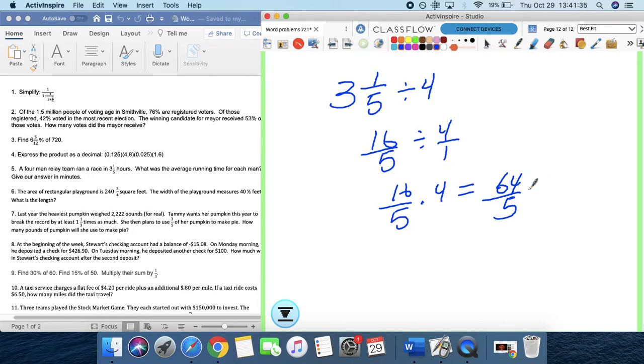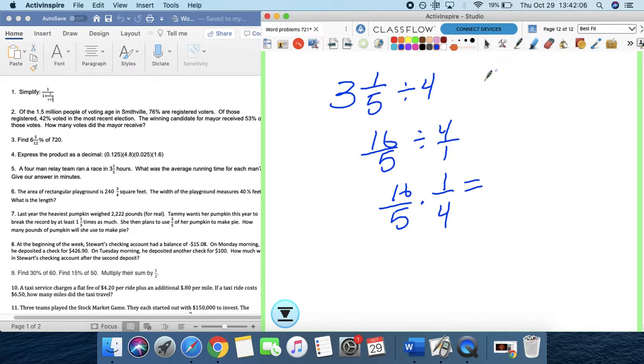Hang on a second. Something's not kosher here. 64 divided by 5, that's going to be 12.8. Wait a second. Oh, sorry, I forgot to use the reciprocal. So 4 over 1 becomes 1/4. Right, that makes more sense. So 16 over 20, sorry.